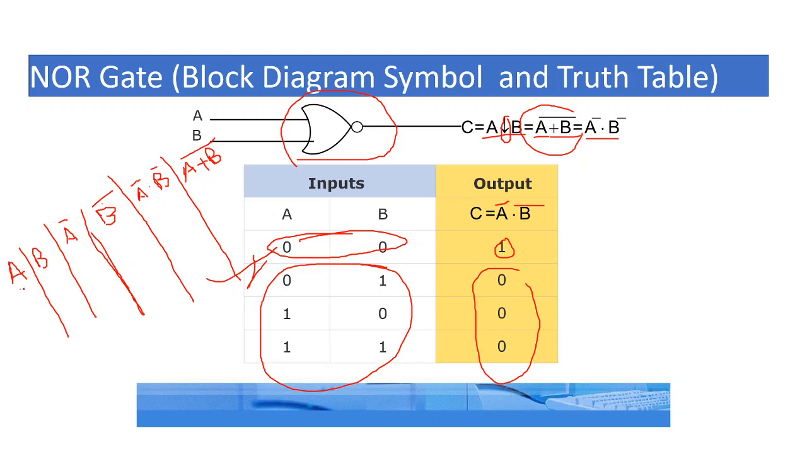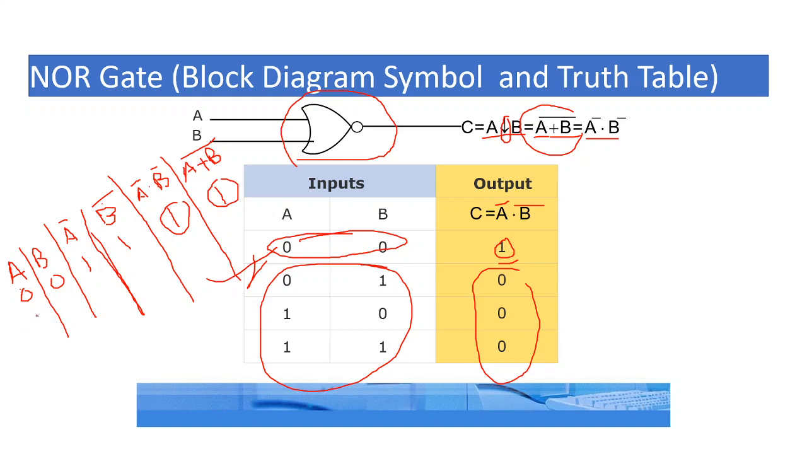Suppose when A is equal to 0 and B is equal to 0, the output in case of NOR gate must be 1. Let us see if this result comes with this truth table or not. A is equal to 0, so A bar becomes 1. B is equal to 0, so B bar also becomes 1. A bar dot B bar means 1 dot 1, which is 1, and A plus B is 0 plus 0, which is 0, and its complement is 1. So A bar dot B bar is logically equivalent to A plus B whole bar.